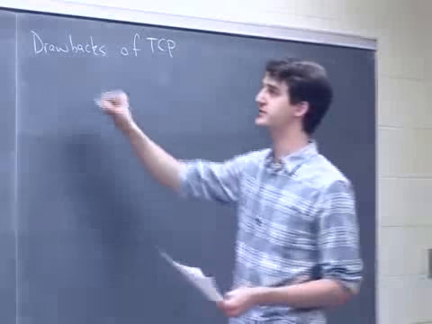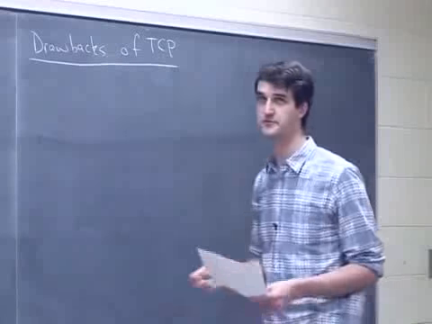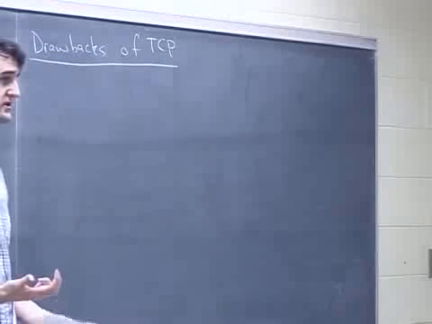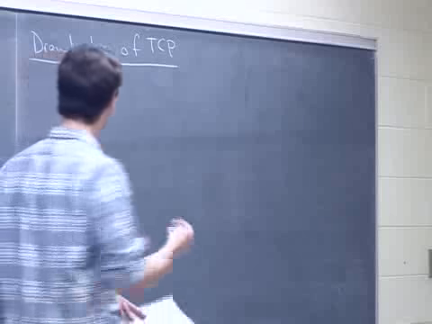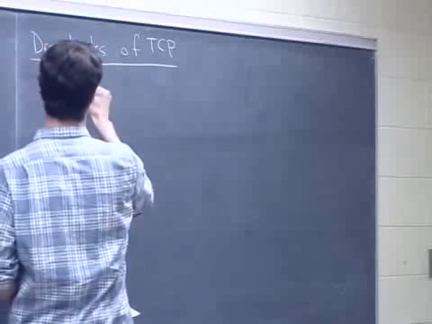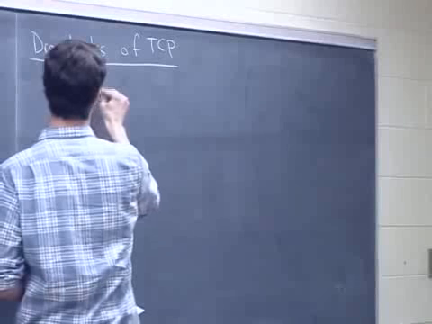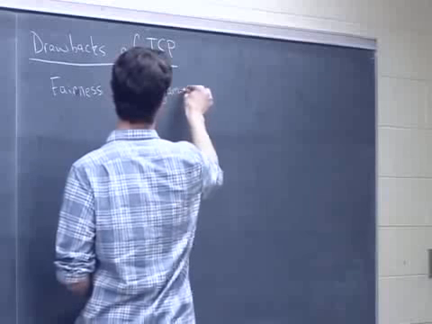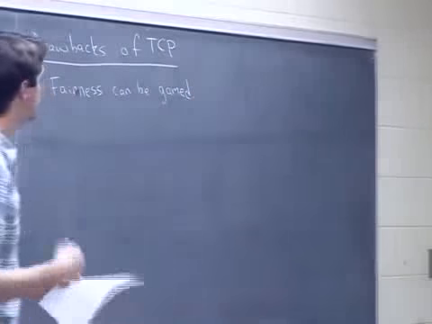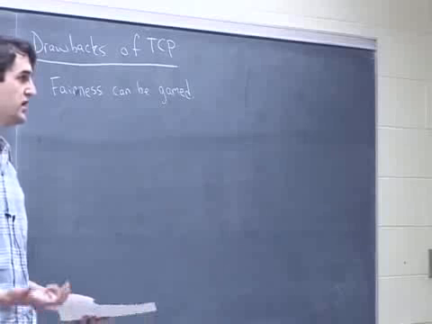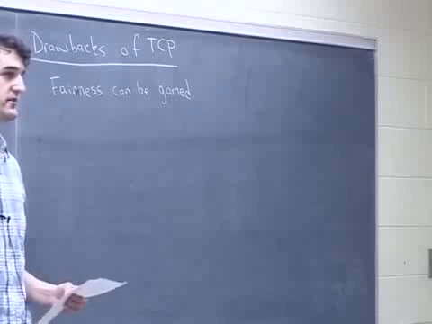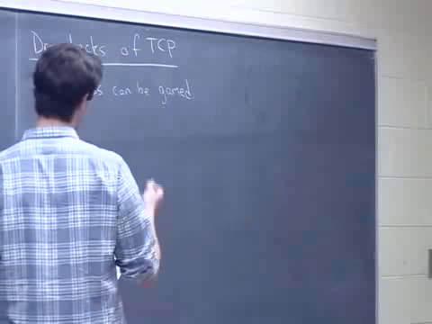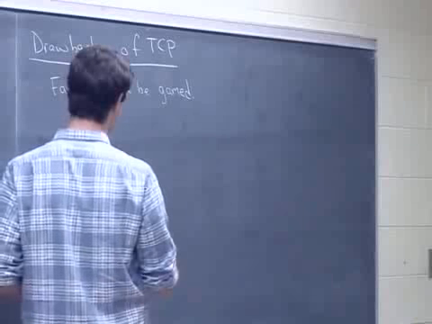All right, so there's several, and we're going to go into a bunch of these. So the first one is that we discussed last time how TCP provides fairness. But this fairness can be gamed. So what do I mean by gamed? I mean that a malicious user can get more than their fair share of the bandwidth if they want to. The way they do this is you open a bunch of connections at once.